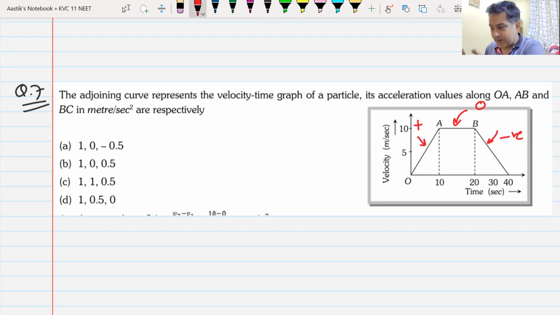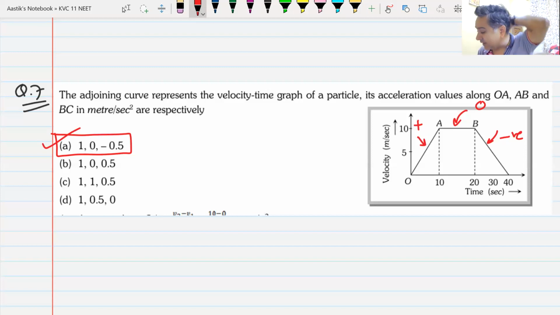Even just by understanding that one is positive, the third one is negative, and the second one is 0, you can straight away say that the answer is A. Yes or no? You can find out. So the first graph, it is positive, it will come as 5 by 10 by 10, so plus 1. Second graph has got 0 slope. Third graph has got negative slope.